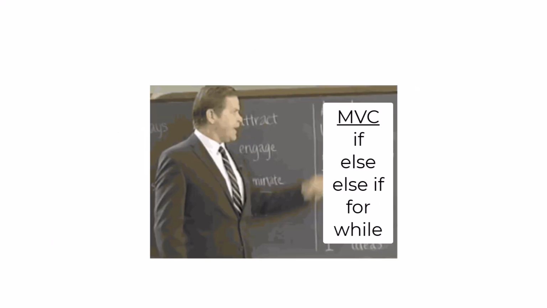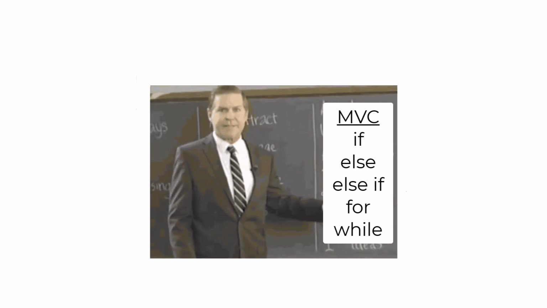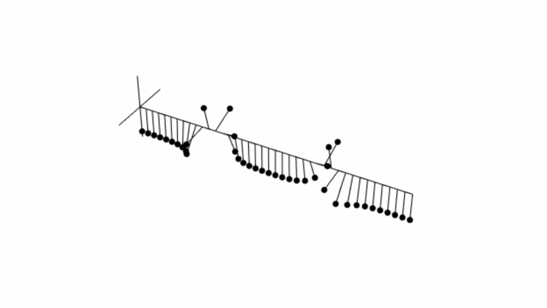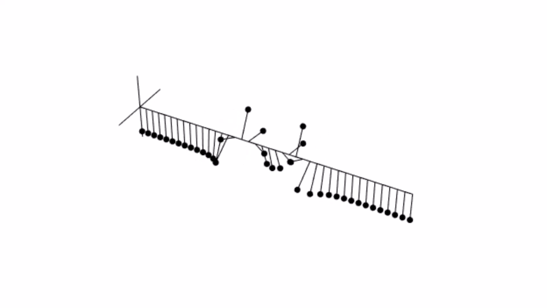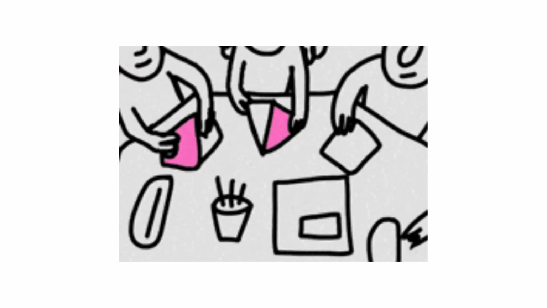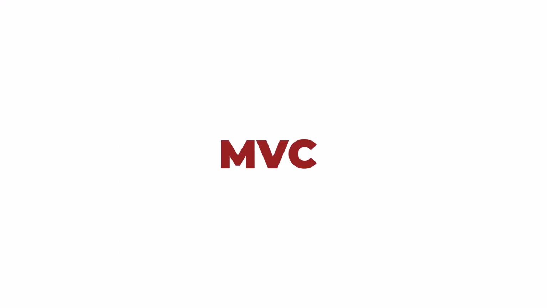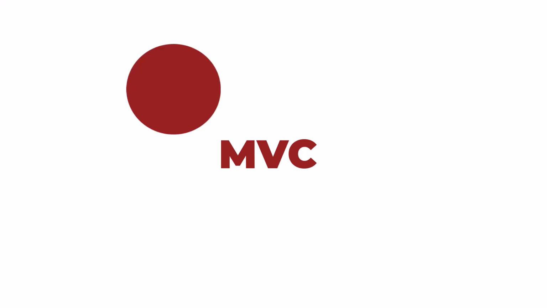An architecture is not a piece of code or a library that you need to add to your project. It's a set of instructions that you should follow to have better and cleaner code. That makes it much easier for multiple people to work on one project. MVC architecture will divide your code into three parts.